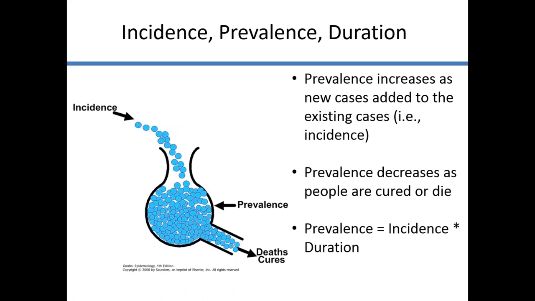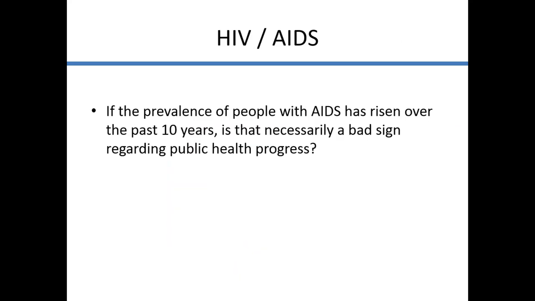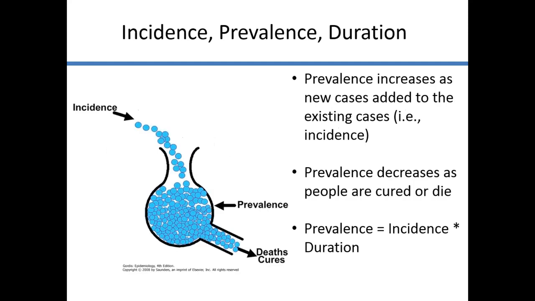So sometimes an increase in prevalence does not mean that more people are getting the disease. It could simply mean that more people are living with the disease. We found a way to stop people from dying from AIDS. So in this case, the increase in prevalence is not necessarily a bad sign regarding public health progress. Of course, we want to prevent incidents. Of course, we want to stop incidents. But sometimes an increase in prevalence means that we made a gain in terms of allowing people to live with the condition. So prevalence is a product of incidence and duration.